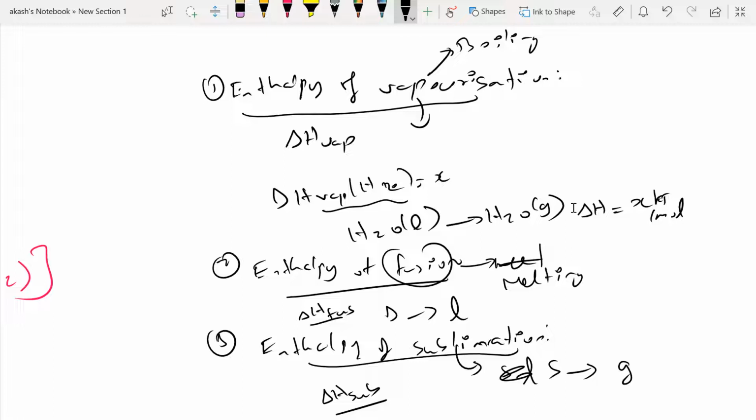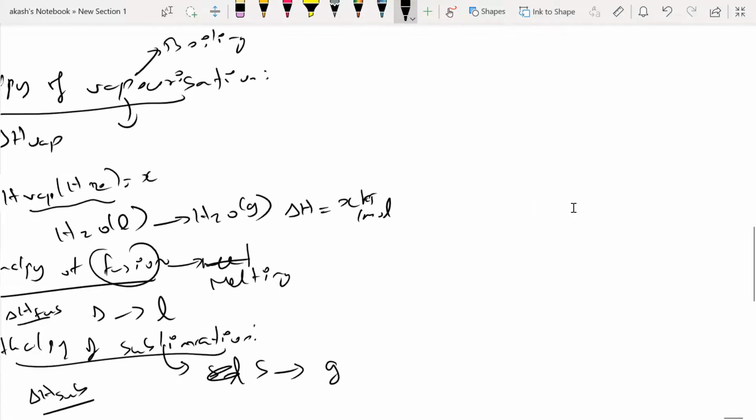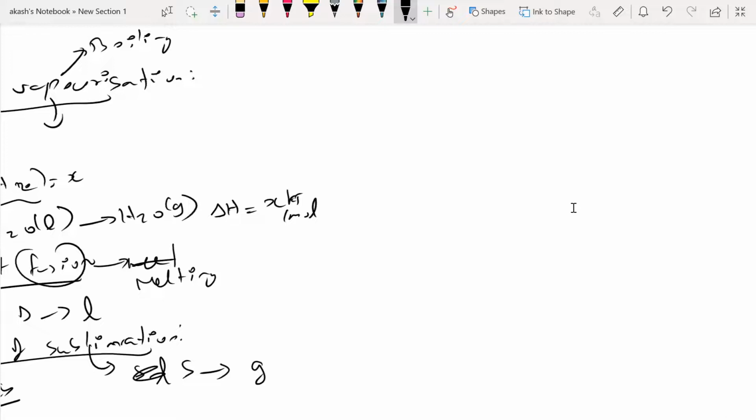Okay, take down. Calculate the enthalpy of combustion of ethene gas. What do you have to find? Enthalpy of combustion of C2H4. That's what you need to find. So calculate the enthalpy of combustion of ethene gas.